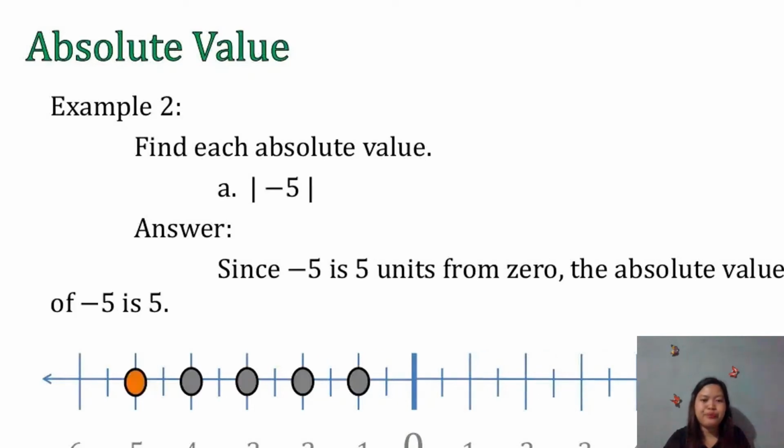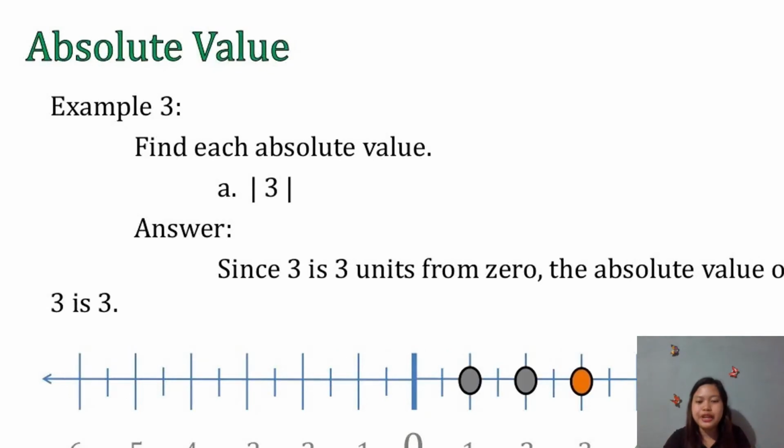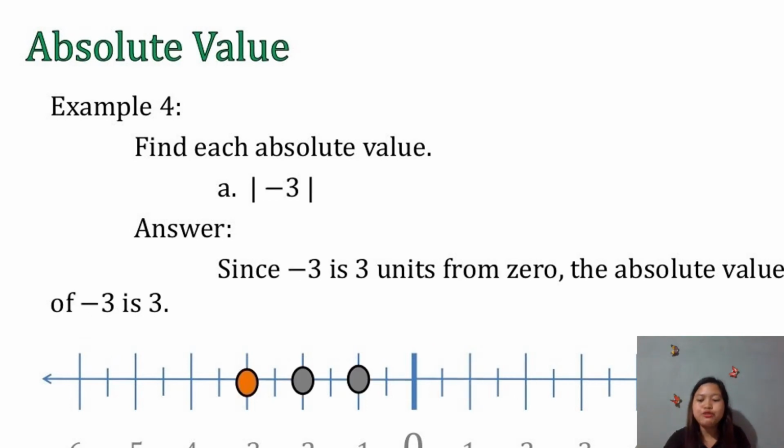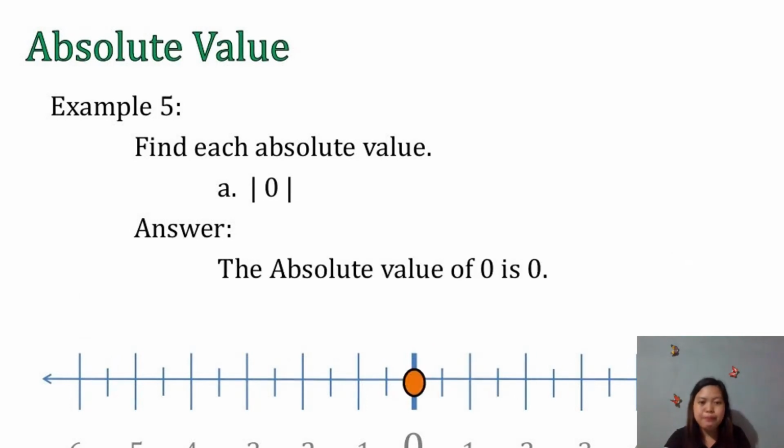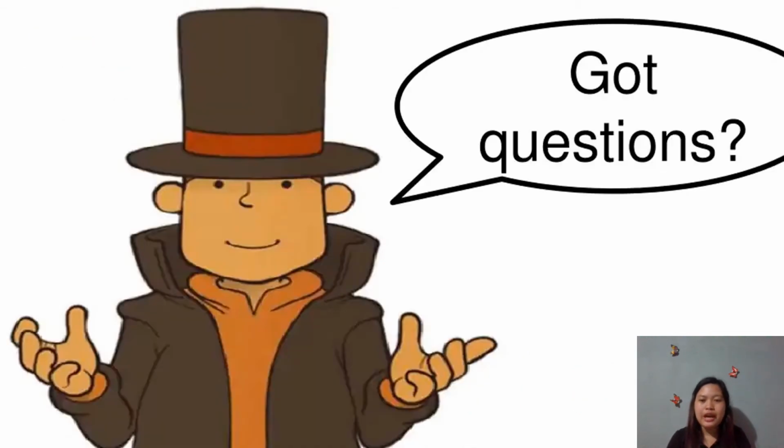So, that's 5. The absolute value of negative 5, no? The answer is still 5. Nga naman, kung gikan ta sa 0, inigbilang na to padong sa negative 5, that's 5. So, 1, 2, 3, 4, and 5. 5 pa rin. The absolute value of 3 is 3. The absolute value of negative 3 is 3 pa rin. The absolute value of 0 is 0. Now, do you have any questions?